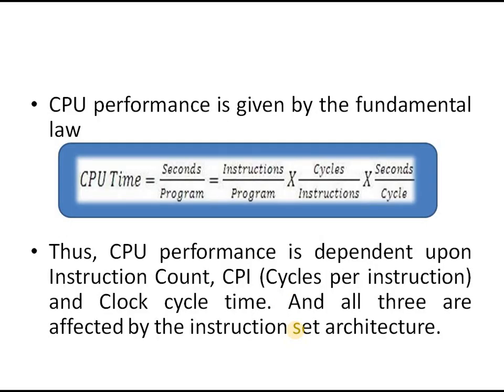CPU performance in this architecture is given by the fundamental law. These are the equations and rules where we can find the CPU performance. The CPU performance depends upon the instruction count, clock per instruction, and clock cycle time, and all the three are affected by the instruction set architecture.